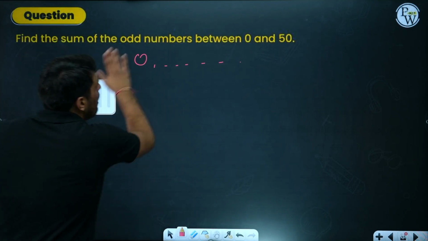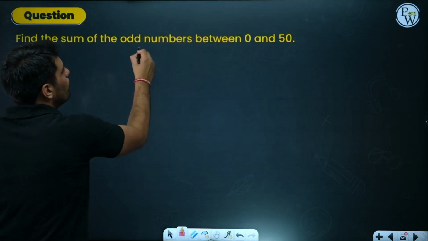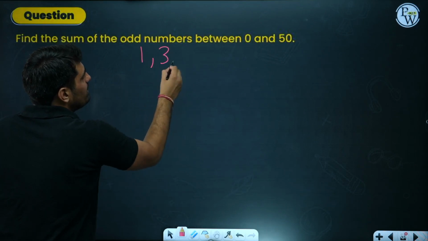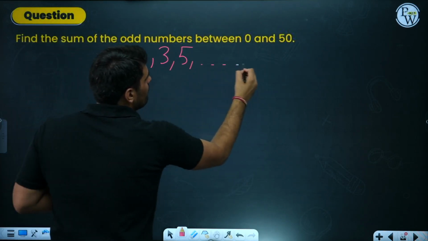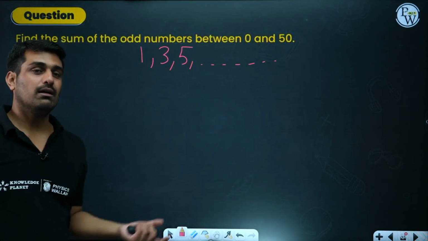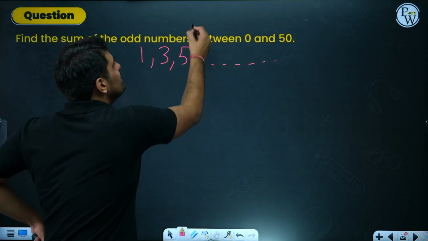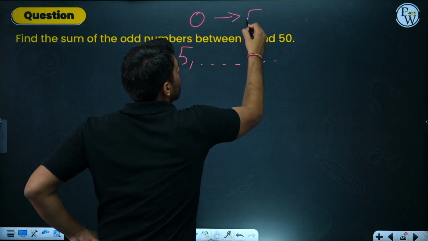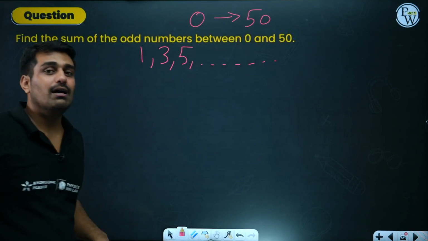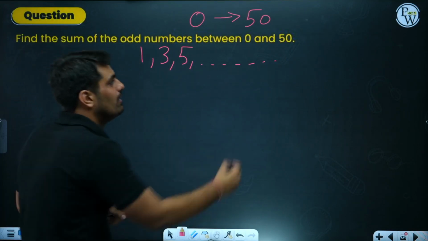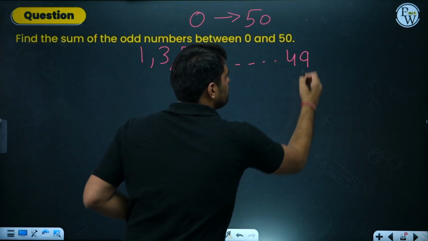0 is not an odd number. The first odd number will be 1. The second odd number will be 3. The next odd number will be 5. What will be the last odd number? Since we have been asked between 0 to 50, the last odd number has to be 49, because 50 is an even number.